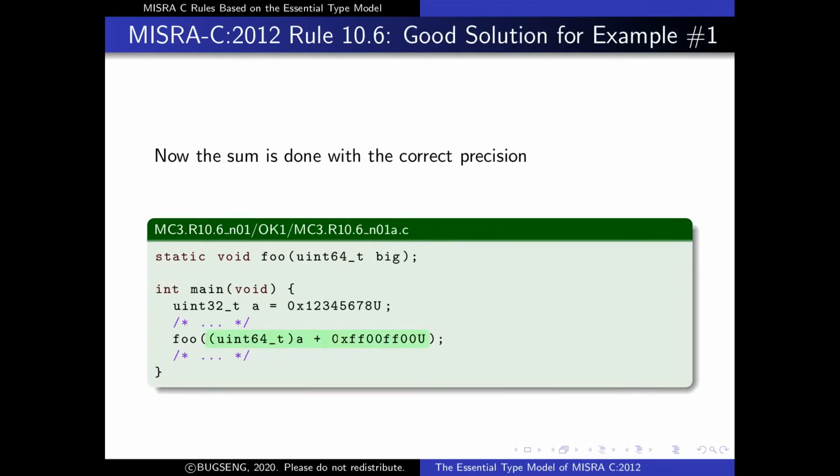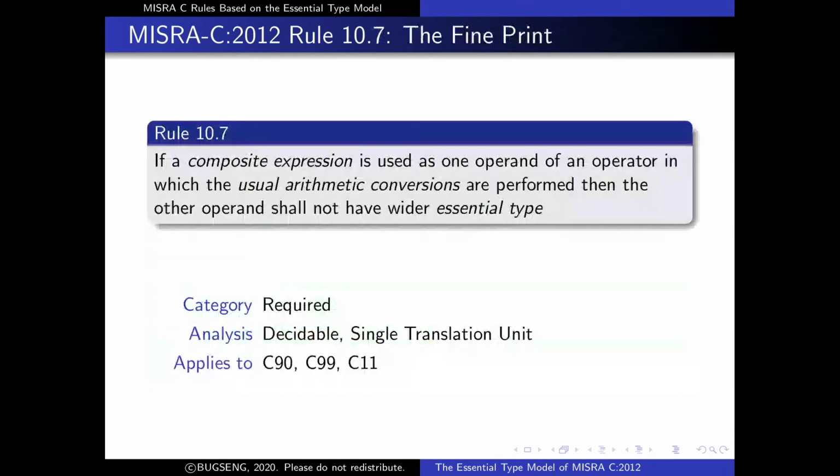And in order to solve this violation, if the intention was that the addition had to be performed with 64 bits, you cast one or both of the operands of plus to 64 bits. One is enough. You can also cast both if you want. But in this case, you will comply with the rule.